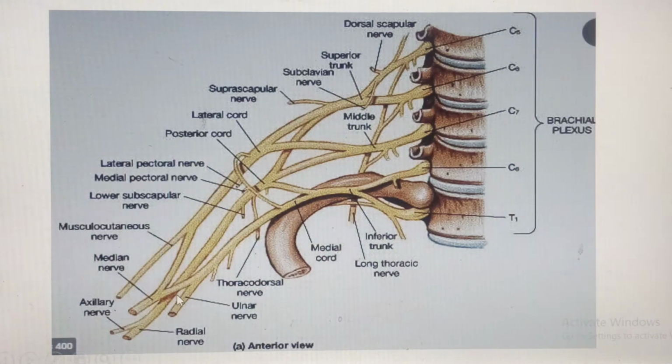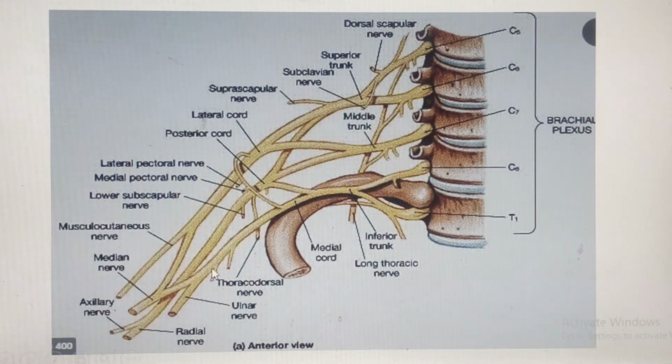Okay, now for you to know the root values, one thing that you have to know is that I talked about the medial pectoral nerve. Now, medial pectoral nerve is actually supposed to come from the medial cord. Okay, so medial pectoral nerve, as well as medial cutaneous nerve of arm, and medial cutaneous nerve of forearm, they are lower level root values, so that will be from C8 and T1.